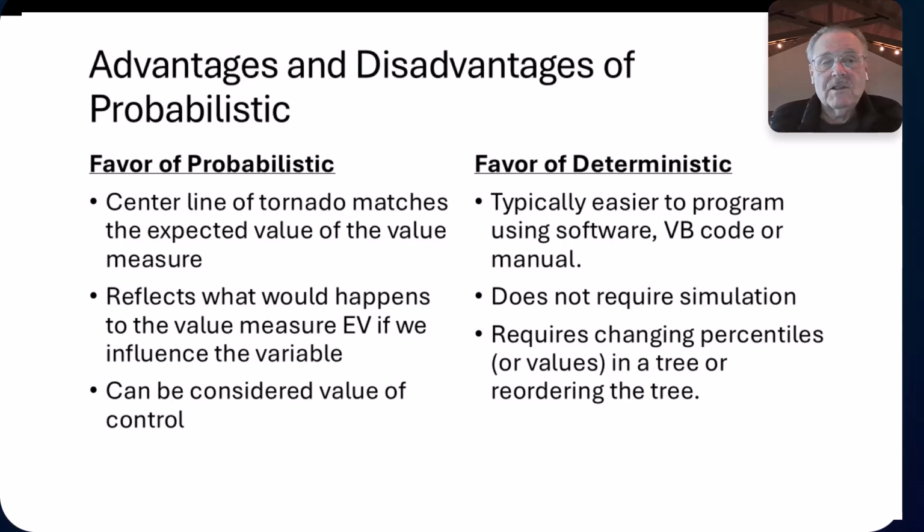Let's talk about the advantages and disadvantages of the probabilistic. In favor of the probabilistic is the center line of the tornado matches the expected value of the value measure distribution. That'll become a question with your decision makers. If you show them one tornado with a center line of 11.5 and the cumulative distribution function has a mean value of 10, why is there a difference? In a probabilistic tornado diagram, it would reflect how the value measure expected value changes with the variables. You could even think of this as the value of control.